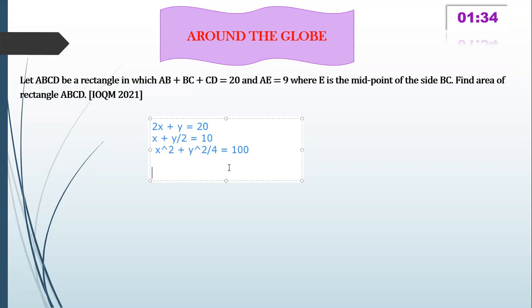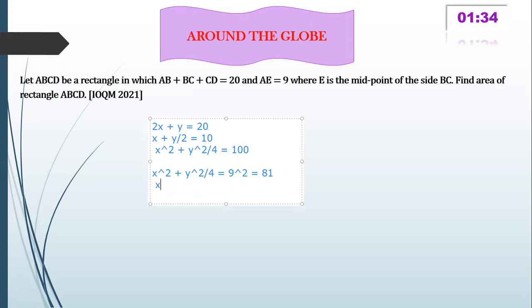And similarly, since that was a rectangle, you will get a right angle triangle, that is ABE, one right angle triangle. So from that part you can also tell x square plus y square by 4 is equal to 9 square. Why 9 square? Since a is equal to 9, you will get 9 square, that is 81.